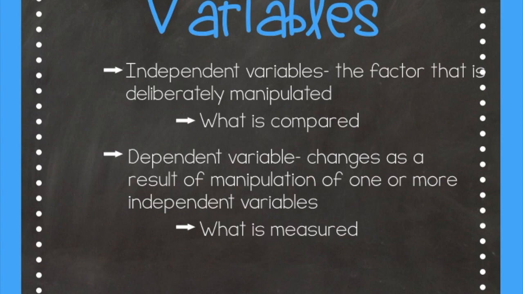Next, we got variables. Now, there's two types of variables. There are independent variables and there's dependent variables. Again, both of these were our vocab words. Now, an independent variable is the factor that is deliberately manipulated. Sorry, I didn't realize that was kind of cut off, but it's the factor that is deliberately manipulated. It is what is compared in the experiment. Now, the dependent variable changes as a result of the manipulation of one or more independent variables, and it is what is measured in the experiment. So those are the two types of variables.